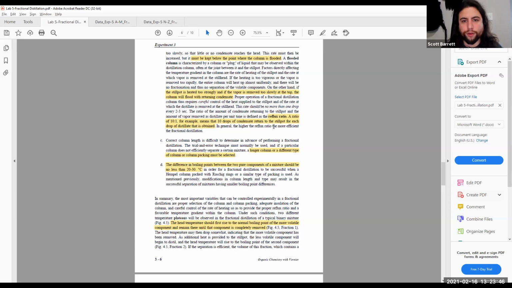In general, the higher the reflux ratio, the more efficient the fractional distillation. So they're saying that if you have a higher ratio, like 20:1, every 20 drops, you get 1 drop of distillate obtained. That means that it's a more efficient fractional distillation.